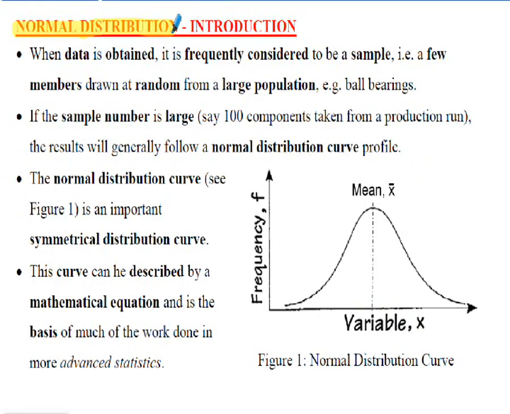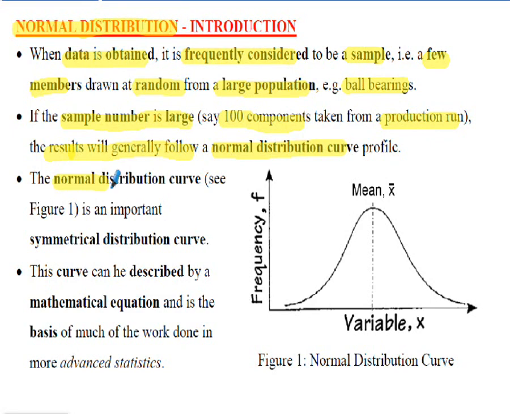Okay, normal distribution, introduction here. When data is obtained, it's frequently considered to be a sample, that is a few members drawn at random from a larger population, for example ball bearings. If the sample number is large, say 100 components taken from our production run, the results will generally follow the normal distribution profile. The normal distribution is shown in figure 1 and it's symmetrical about the mean, as we've already discussed.